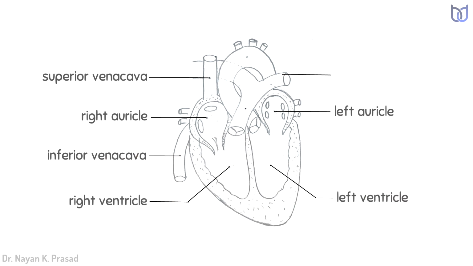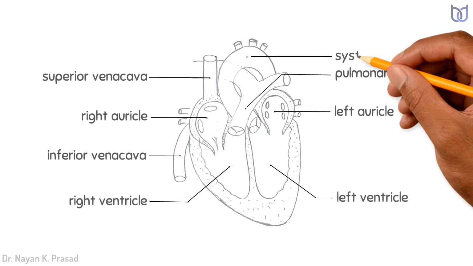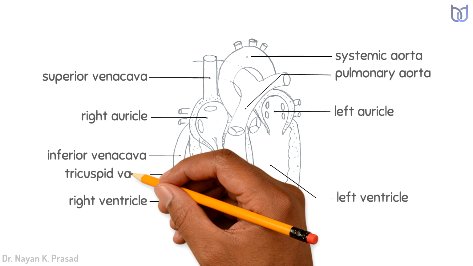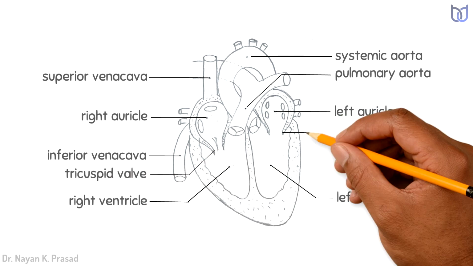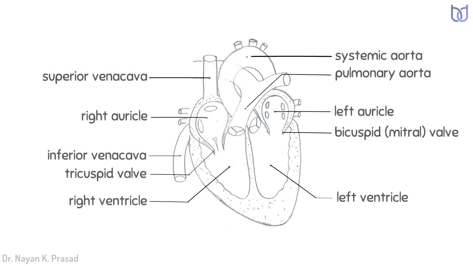The pulmonary aorta arises from right ventricle and the systemic aorta from the left ventricle. In between right auricle and right ventricle, we see tricuspid valve. Similarly, on the left side, bicuspid valve lies in between the left auricle and the left ventricle.